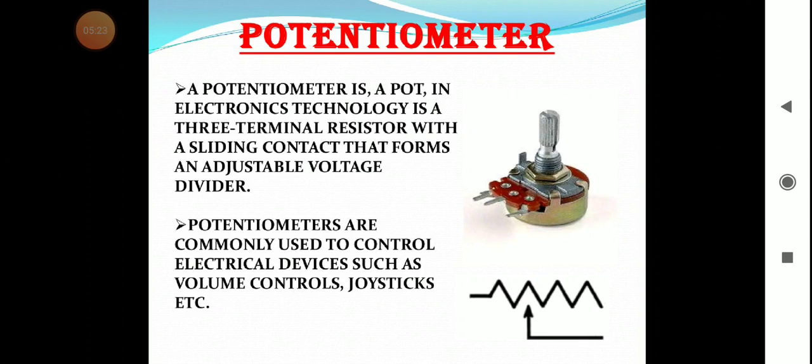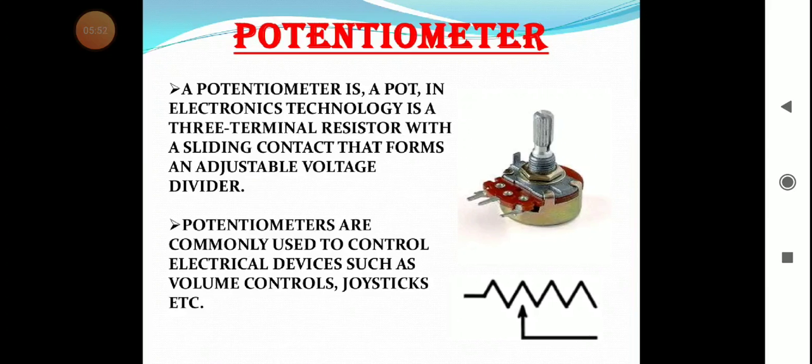Next one is the potentiometer. A potentiometer, a part in electronics technology, is a three-terminal resistor with a sliding contact that forms an adjustable voltage divider. Potentiometers are commonly used to control electrical devices such as volume controls, joysticks, etc.